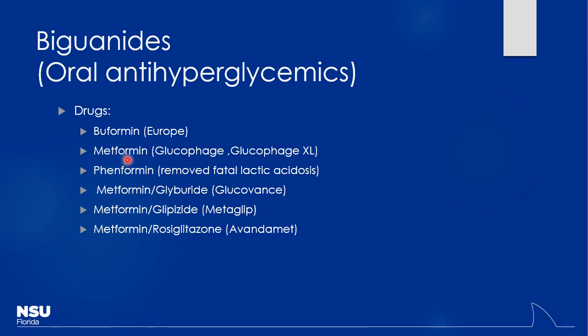Glucophage XL, you're going to find by itself, and then you'll frequently find it in combination with some other drugs. So for instance, metformin plus glyburide gives you better synergy, because now you have the sulfonylurea increasing insulin release, and the metformin helps you use that insulin more effectively. A lot of this will make sense from a synergistic standpoint if you consider the different mechanisms.